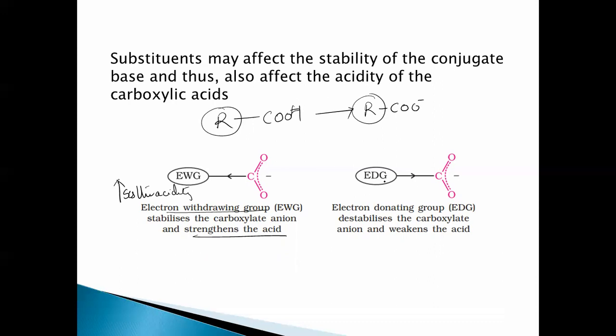Whereas if electron donating groups are present, there is already a negative charge on the carboxylate ion. Thereby, if it is donating, it will increase the negative charge on the carboxylate ion more, thereby destabilizing the carboxylate anion and therefore weakens the acid. That means it decreases the acidity. So to sum up, we can say that electron withdrawing groups increase the acidity, electron donating groups decrease the acidity of the acids.